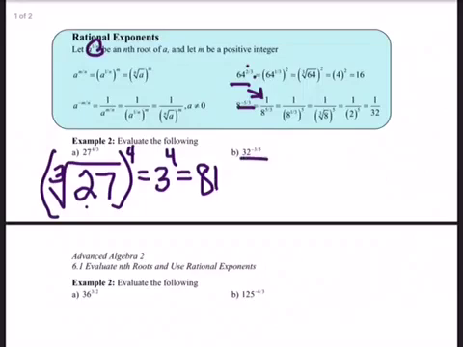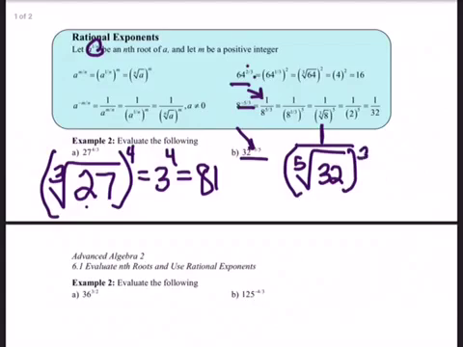Okay, so if I do 32 to the negative 3/5 power, that means I'm going to take the 5th root of 32, and I know it's going to be in the denominator because it's a negative fraction. So I'm going to take 1 over the 5th root of 32 to the 3rd power. So that means 1 over the 5th root of 32 is 2, to the 3rd power is 1 over 8.